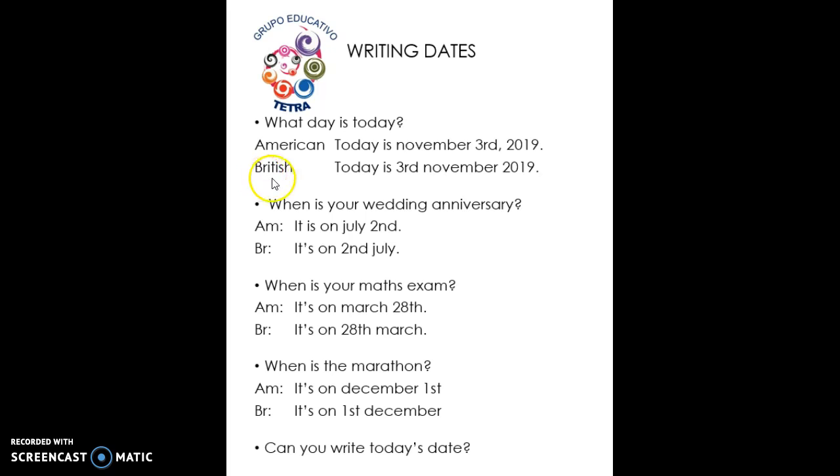In British English, it will be Today is 3rd November 2019. When is your wedding anniversary? American English, it is on July 2nd. British English, it's on 2nd July.